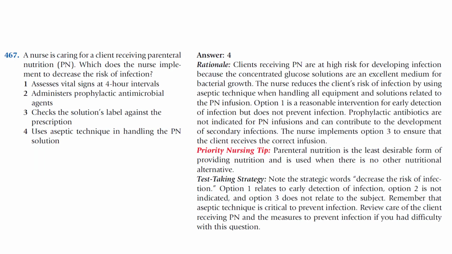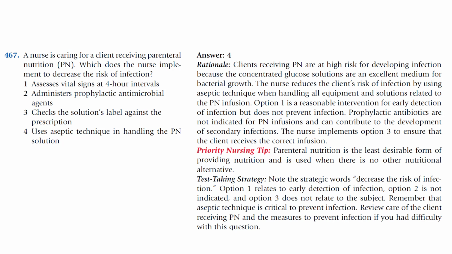467. A nurse is caring for a client receiving parenteral nutrition. Which does the nurse implement to decrease the risk of infection? 1. Assesses vital signs at 4-hour intervals. 2. Administers prophylactic antimicrobial agents. 3. Checks the solution's label against the prescription. 4. Uses aseptic technique in handling the PN solution.